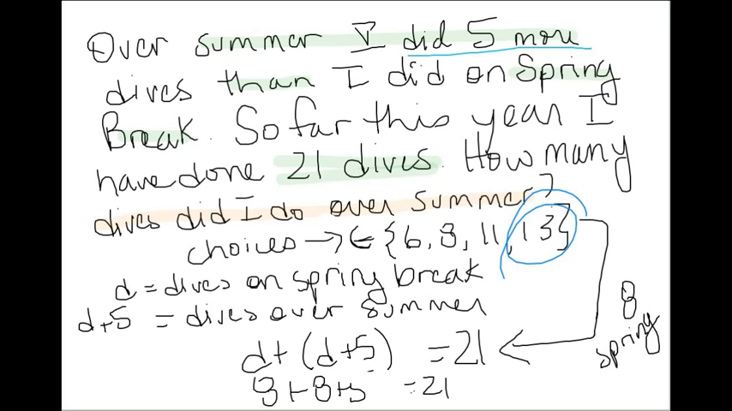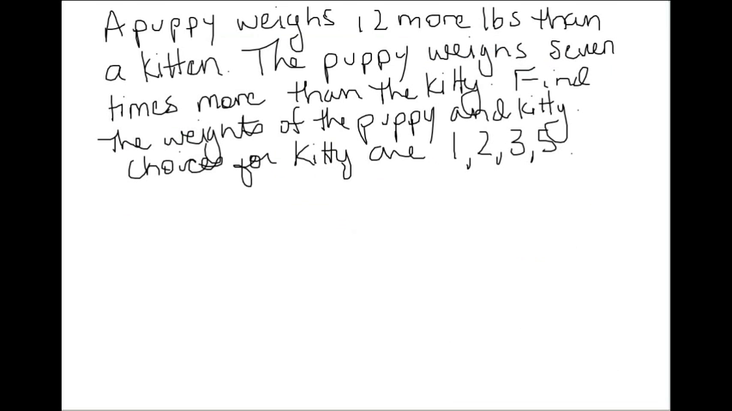Alright, now we're going to try another one. Alright, so let's try this problem. A puppy weighs 12 more pounds than a kitten. The puppy weighs 7 times more than the kitten. Find the weights of the puppy and the kitty. Your choices for the weight of the kitty are 1, 2, 3, or 5 pounds.